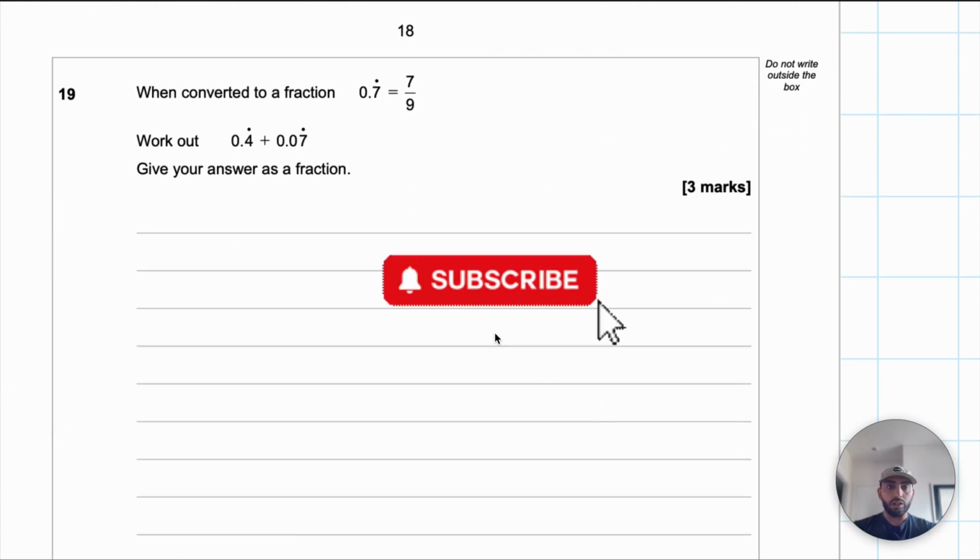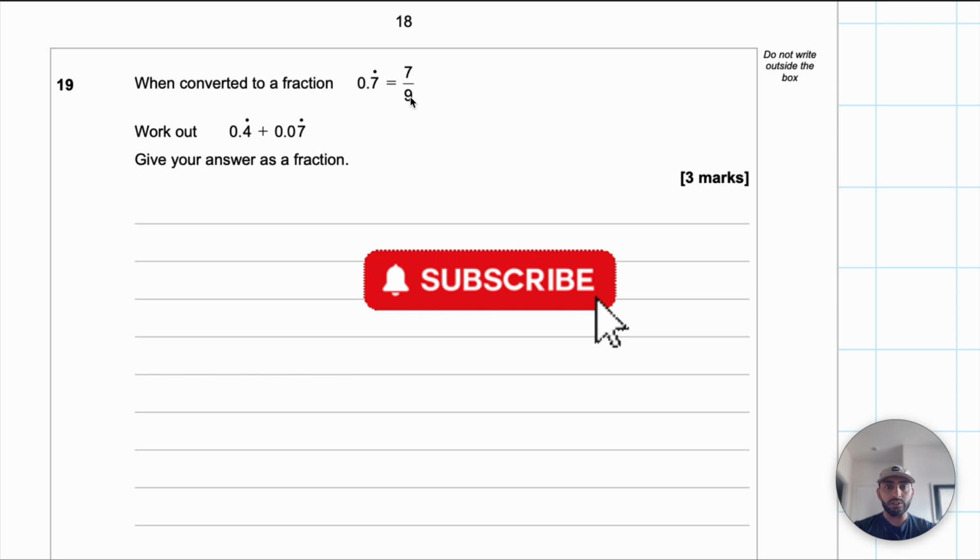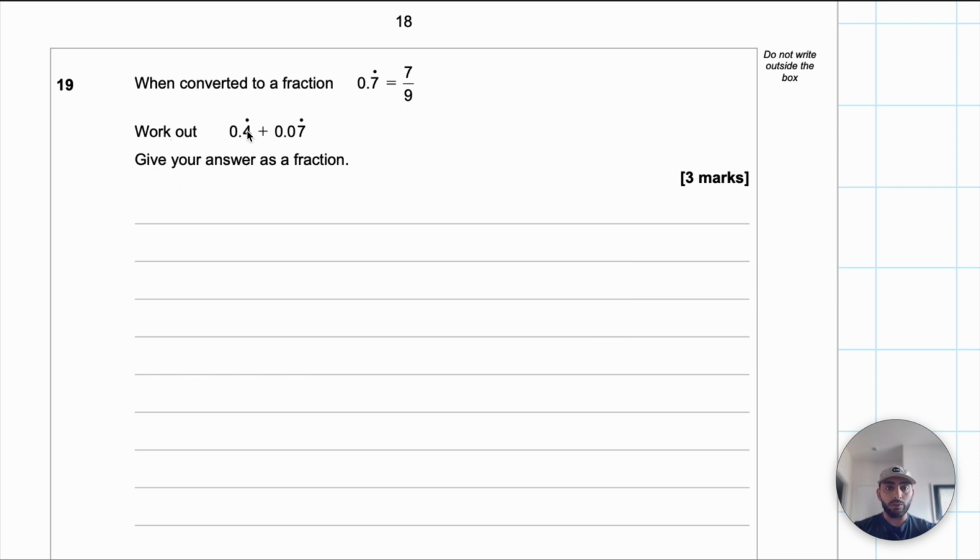Question 19. When converted to a fraction, 0.7 recurring is equal to 7/9. Work out 0.4 recurring and 0.07 recurring. So if you can spot this is very similar to this, you will know that 0.4 recurring is 4/9. If you don't spot it, what you can do is set x equal to 0.4 recurring, and because there's one decimal that's repeating, I'm going to multiply it by 10, so 10x is equal to 4.4 recurring. If it was 2 decimals repeating, I'd multiply it by 100, 3 and multiply by 1000.